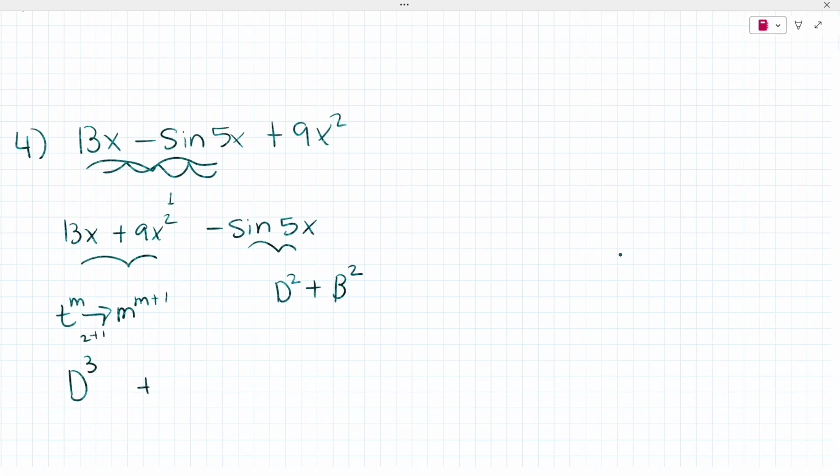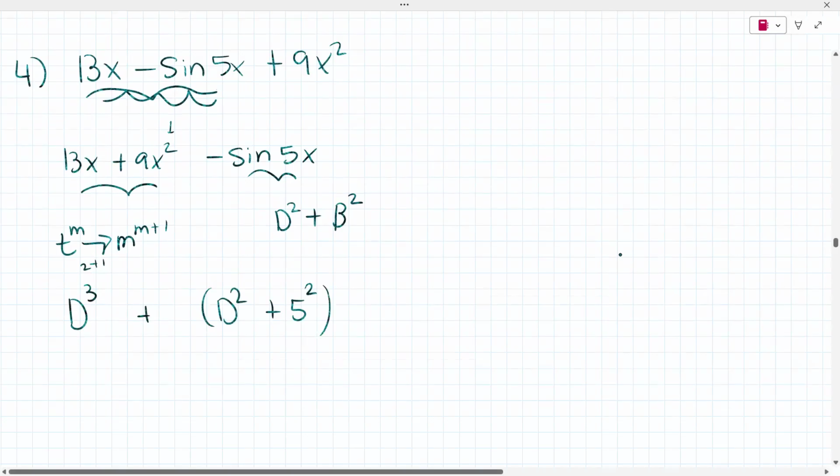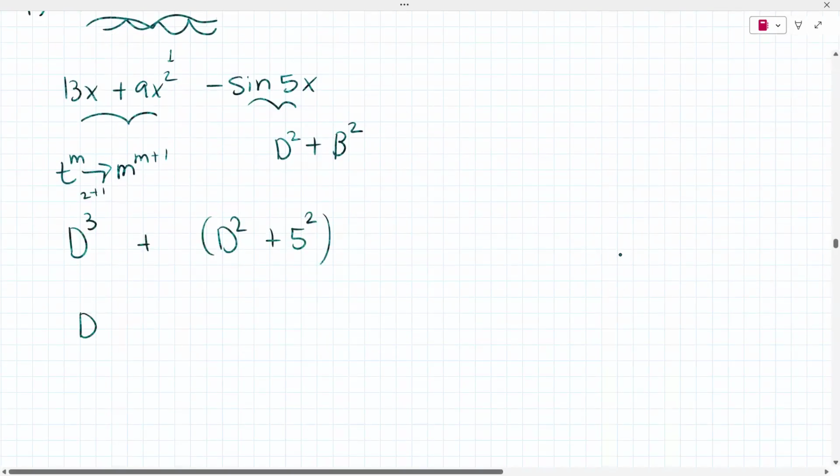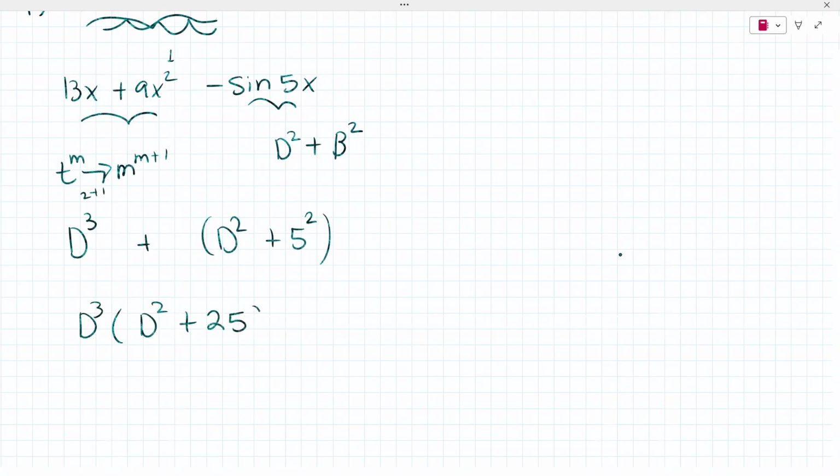Plus, over here, this negative sine 5x is going to be D squared plus beta squared. Our beta is 5, so it's going to be D squared plus 5 squared. And when you multiply those two out, it's going to be D cubed times D squared plus 5 squared, which is 25. Okay, let's move on.